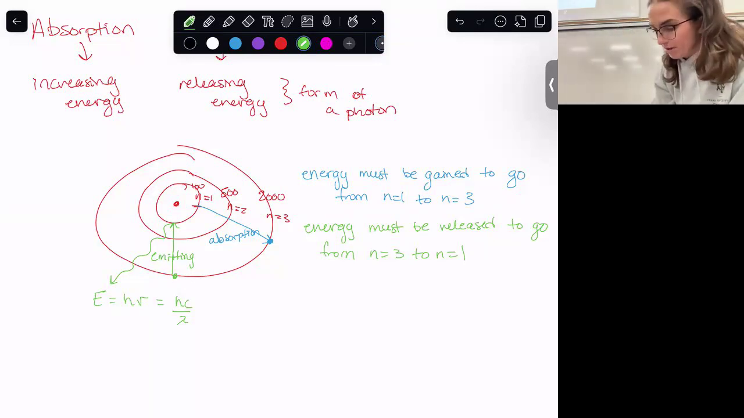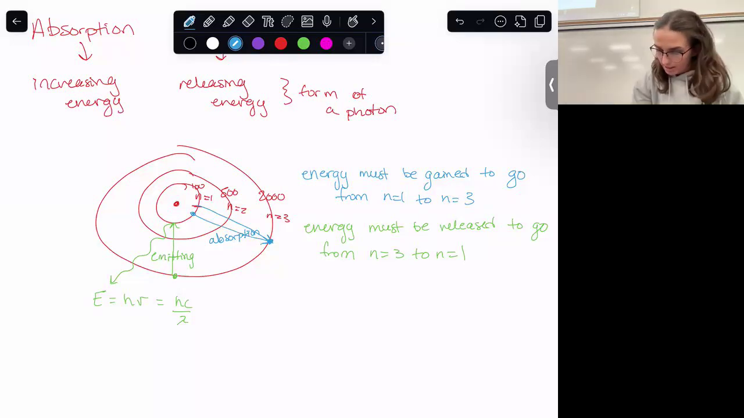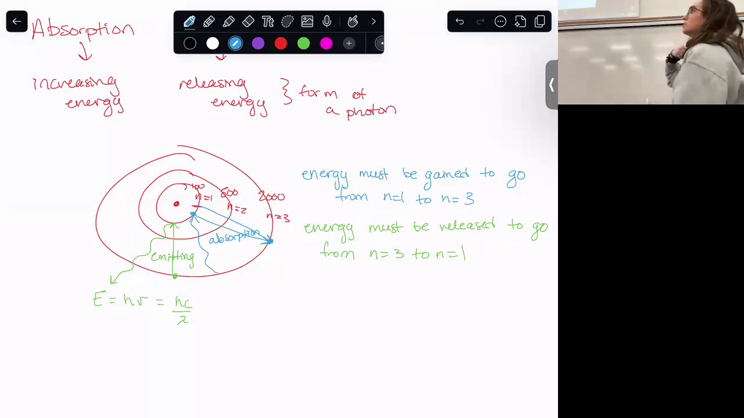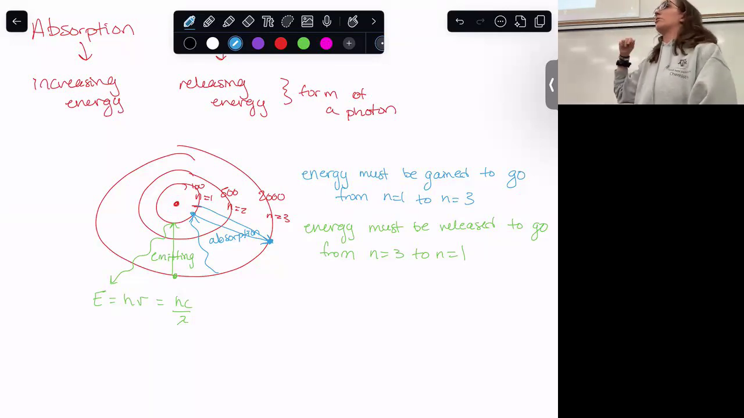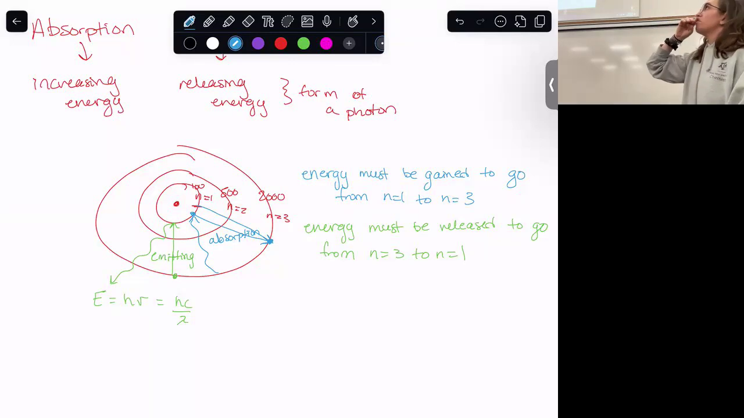In order for the blue electron to go from n equals 1 to n equals 3, a photon has to come in with the correct energy to bump it up to that level. So if it only came in with 1,000 energy, it wouldn't bump it up to n equals 3. It would only bump it up to n equals 2. But if it came in with 2,000 energy, then it would. Does that make sense? Yes.